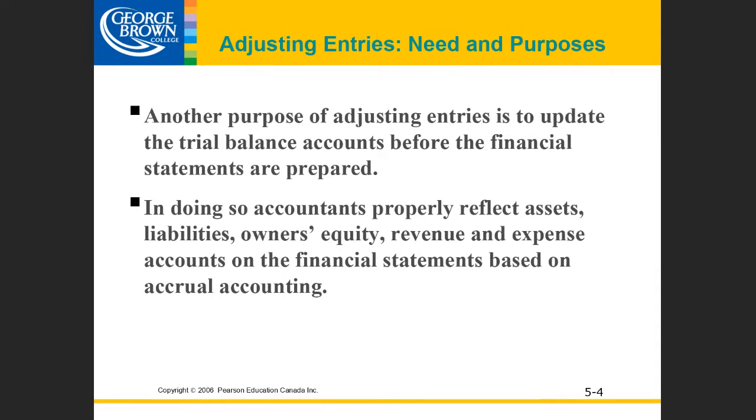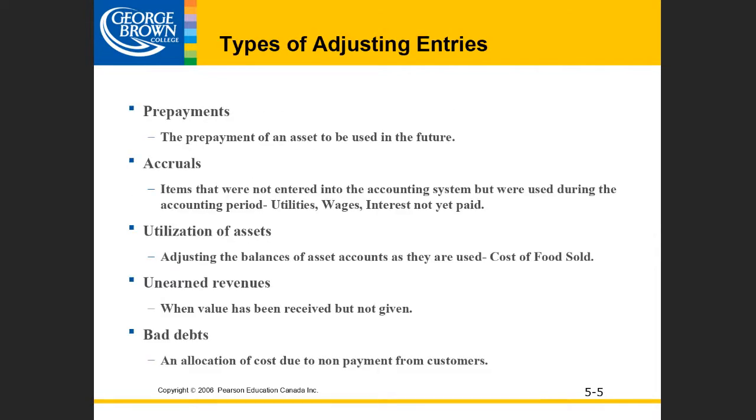Well, we've already kind of talked about this. The need and the purpose of the adjusting entries is to update the trial balance accounts or the general ledger accounts to reflect the proper balance of all of our assets, liabilities, owner's equity, revenues, and expense accounts. There are different kinds of adjusting entries that we may need to do. First, there are prepayments. Okay, we need to adjust our prepaid expenses for the used portion of the expense.